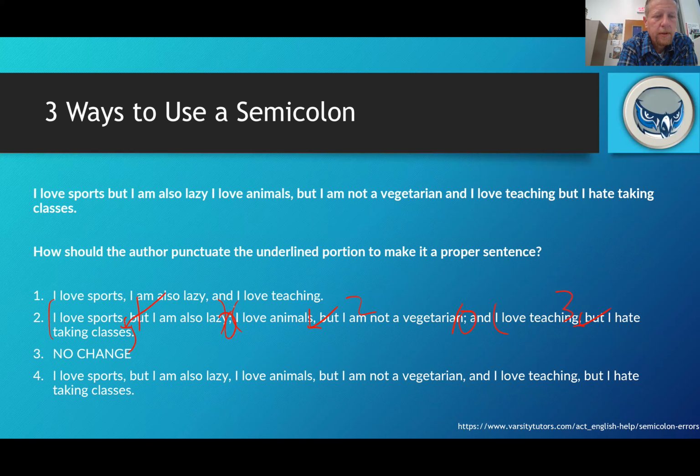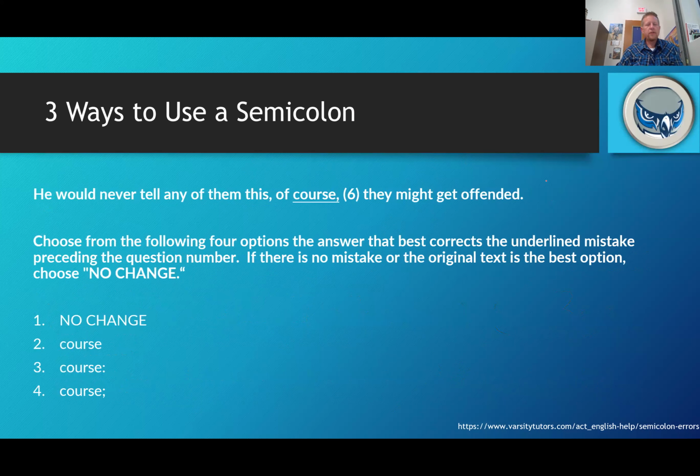So if you go back up to this sentence: I love sports, but I am also lazy; I love animals, but I'm not vegetarian; and I love teaching, but I hate taking classes. There you go. Next one. He would never tell any of them this, of course, they might get offended. So it's asking you in number six, really, what should this be? Of course, with no change, of course, with nothing, of course, with a colon, or of course, with a semicolon.